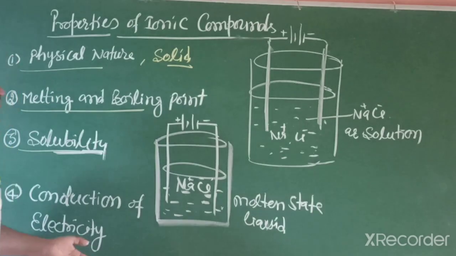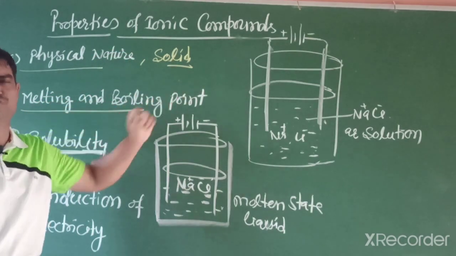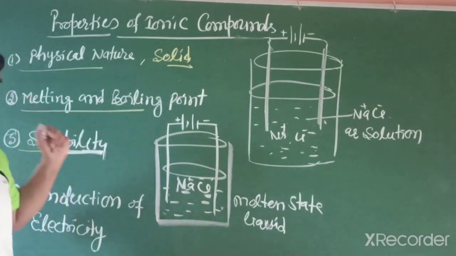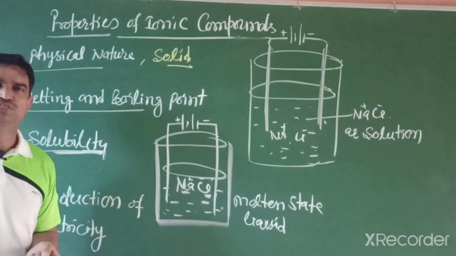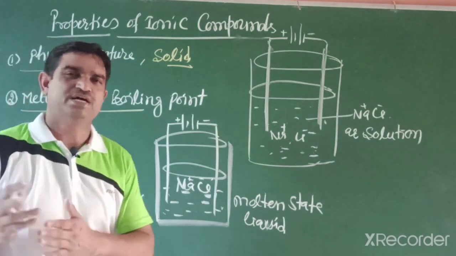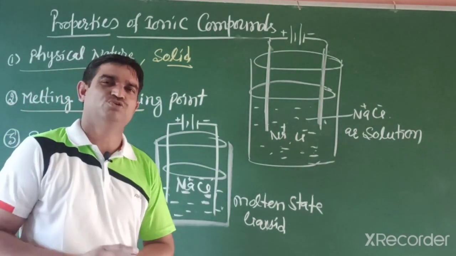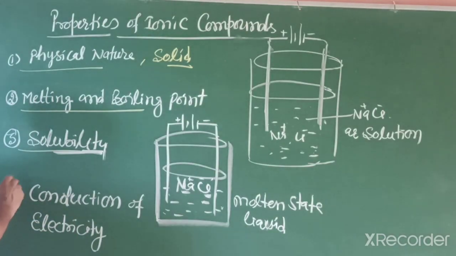In this way, if we summarize the properties of ionic compounds: they are generally solid, with strong force of attraction, and high melting and boiling points. They are soluble in water or polar solvents because of the like dissolves like principle, as ionic compounds are polar in nature. Another property is that they pass current.